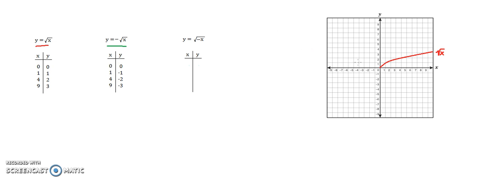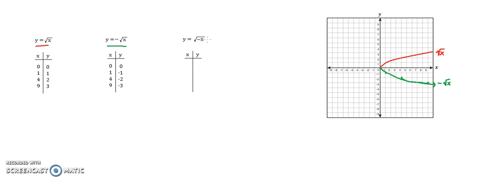So let's draw the points and see what happens. So we've got 0, 0, 1, negative 1, 4, negative 2, and 9, negative 3. And we can see that we have a reflection. I'm off by just a smidge. Okay, so this is negative square root of x. So positive square root of x is the red line, negative square root of x is the green line, and we can see that they are a reflection of each other around the x-axis.